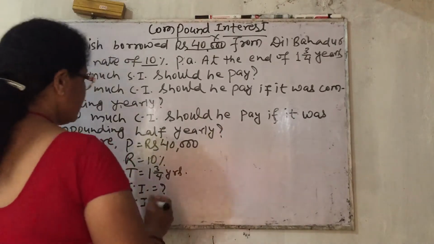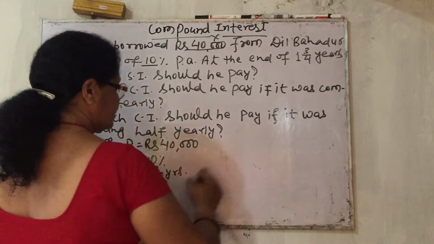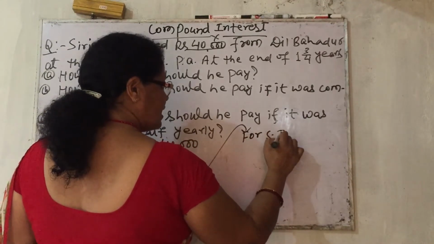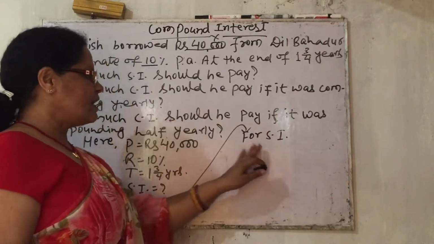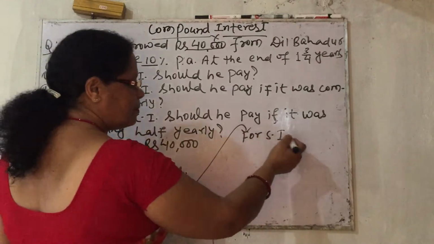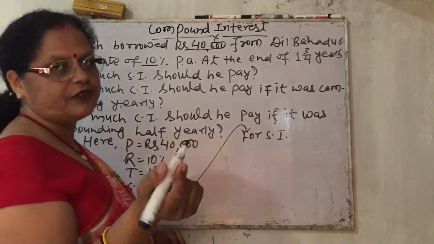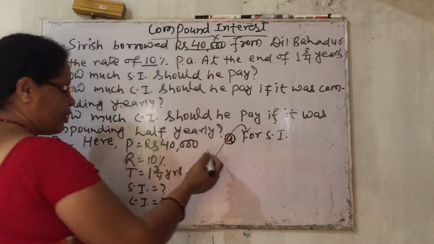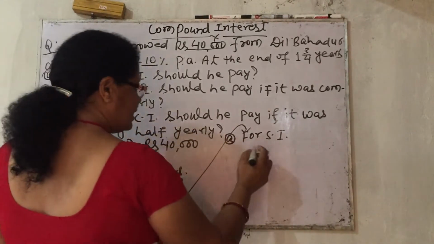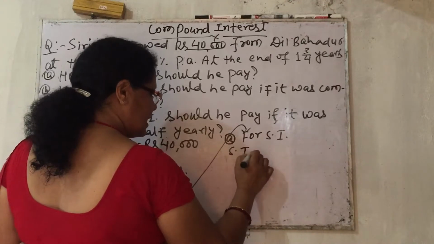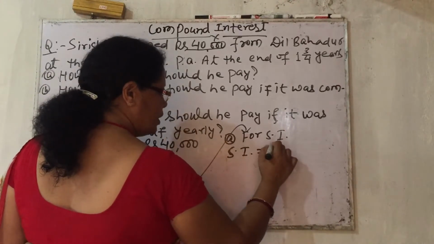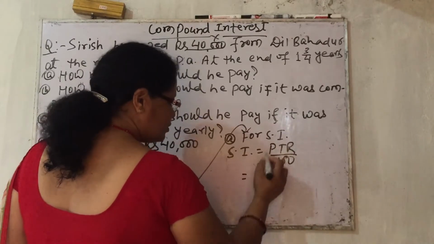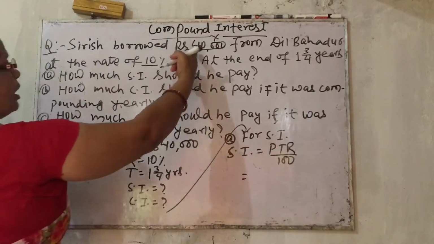Now let's see for CI. After this I am writing here for SI. For SI, means for simple interest. First we are going to find out simple interest. In number A it is. Solution of number A. How to find out? SI equal to PTR by 100.